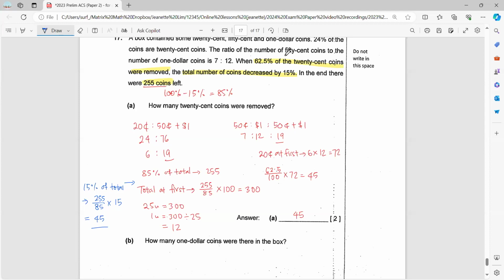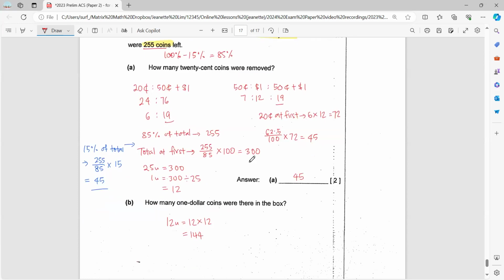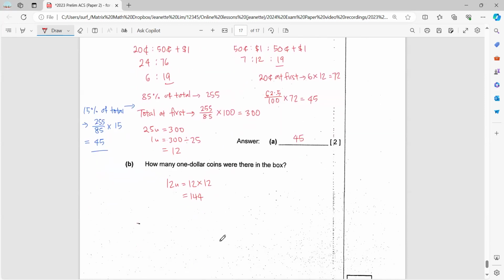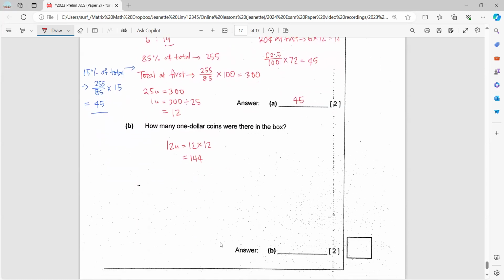So now this 45 is actually 62.5% of the 20-cent coins, and you can use that for part B. Otherwise, the method in red, let's continue. How many $1 coins were there in the box? $1 coins is 12 units. 1 unit is 12, right? So 12 units is 12 times 12. So you either do a longer method for A to get 1 unit first, or you do a slightly longer method for B. Either way is fine.